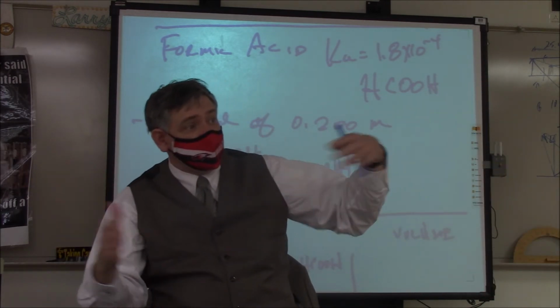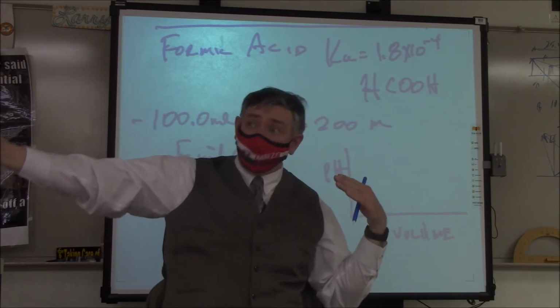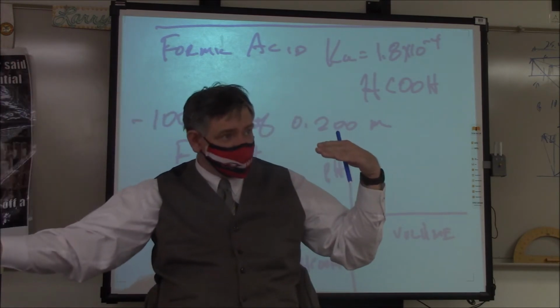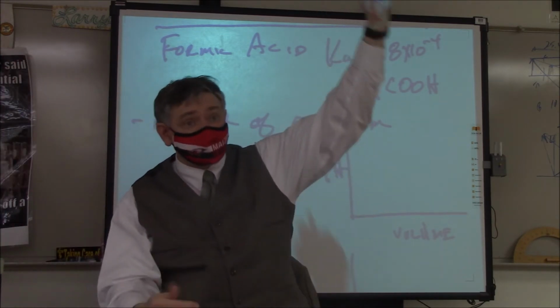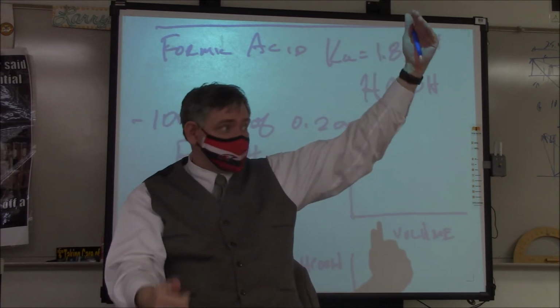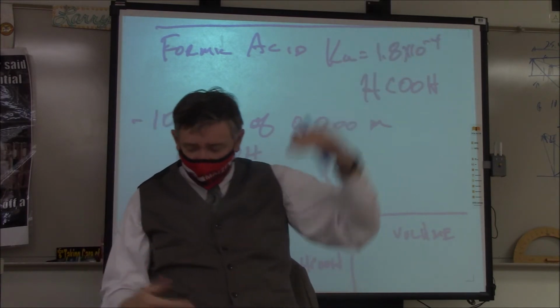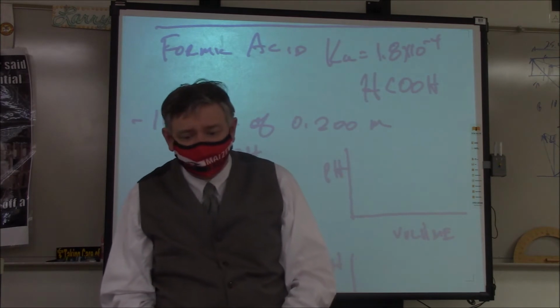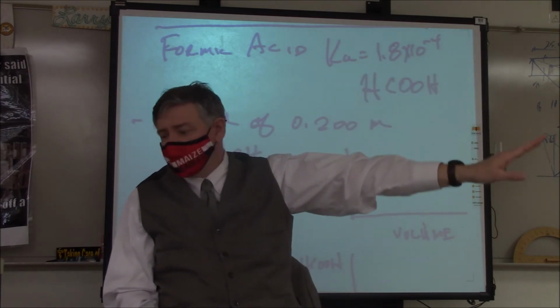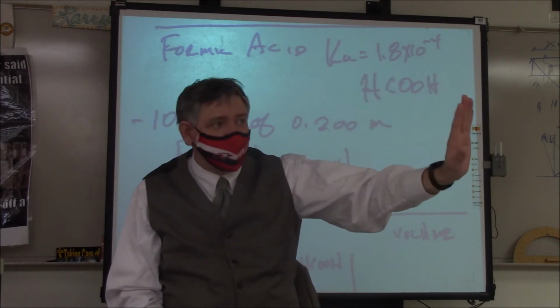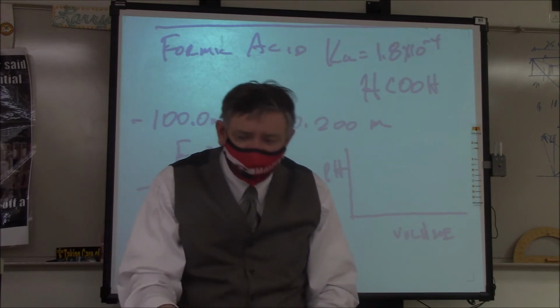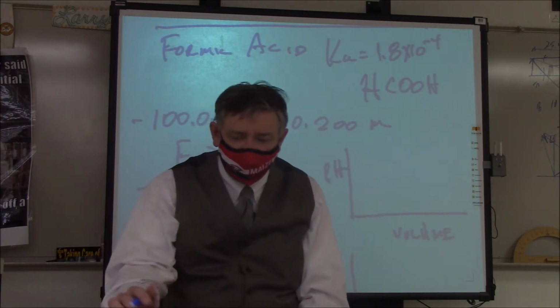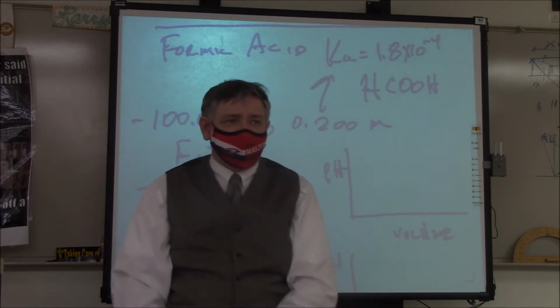Now, if you compare that to an acid that has a really, really small Ka value, like 10 to the negative 10th, then this would be a much stronger acid than one that has a much larger value. Okay? All right. So hopefully this first one you should be able to do without any thought. I want to find the initial pH of 100 milliliters of a 0.2 molar solution of formic acid.